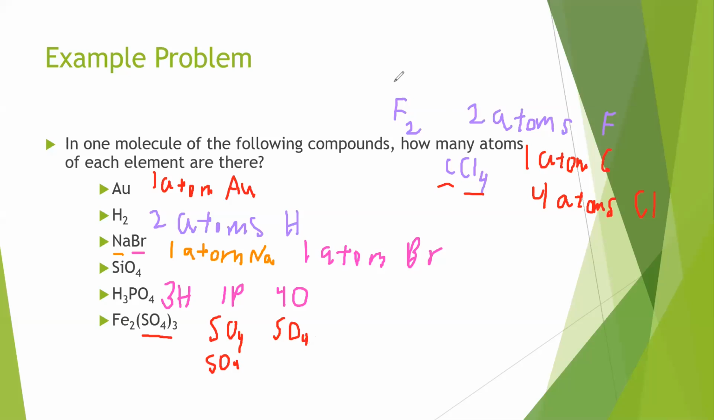So basically the answer is there's 2 atoms of Fe, there's 3 atoms of S, which is sulfur, and there's 12 atoms of O. As you can see, there's 4 plus 4 plus 4, which is 12, and the 3 S's add up to 3. So that one was kind of tricky, I do have to say.